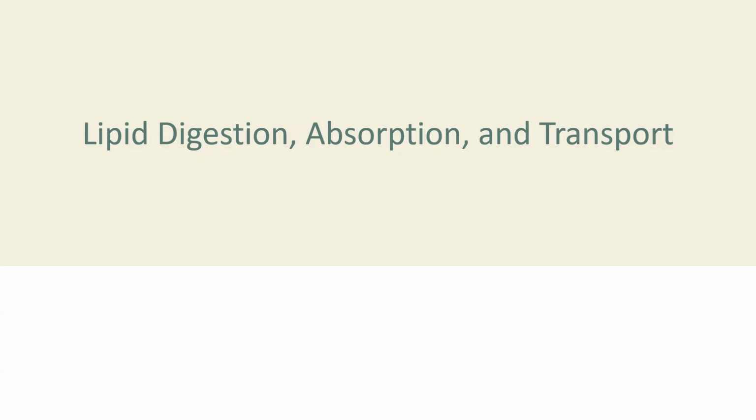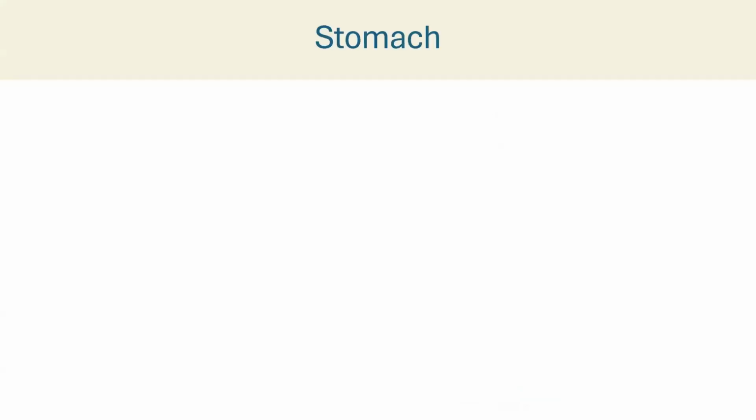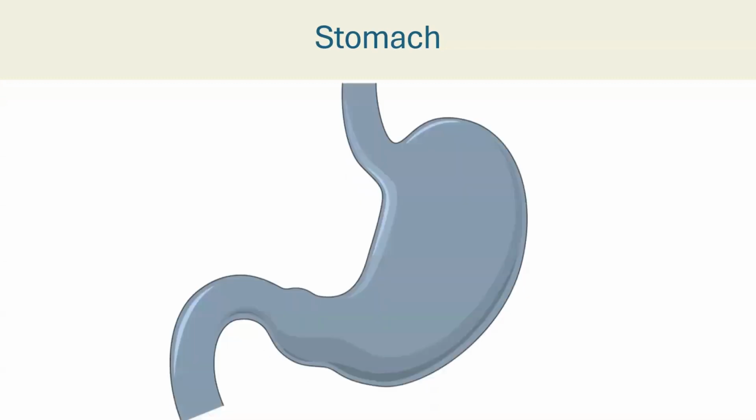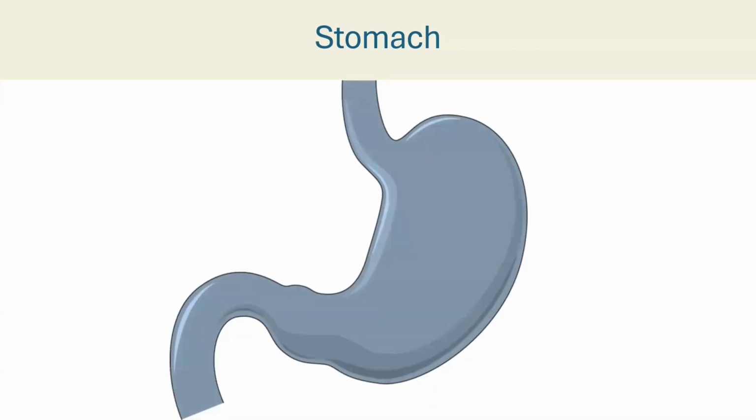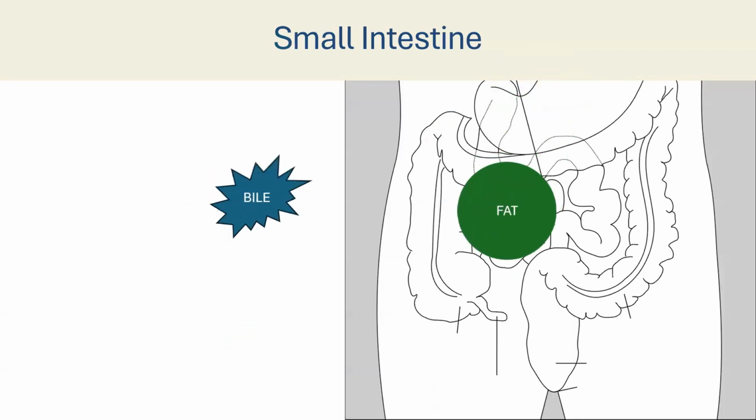Let's briefly talk about lipid digestion, absorption, and transport. Lipid digestion in the mouth is insignificant. The mouth contains an enzyme called salivary lipase, which helps to form fat droplets. In the stomach, gastric lipase enzymes provide very minor digestion of fat. From the stomach, large fat droplets enter the small intestine.